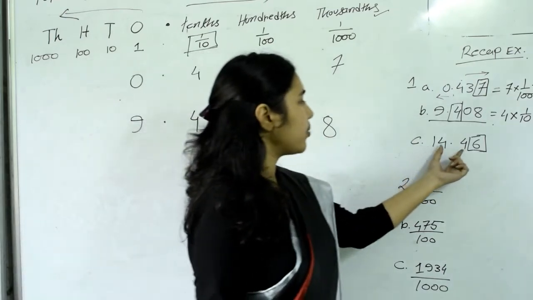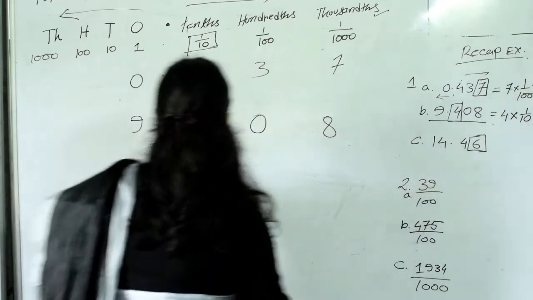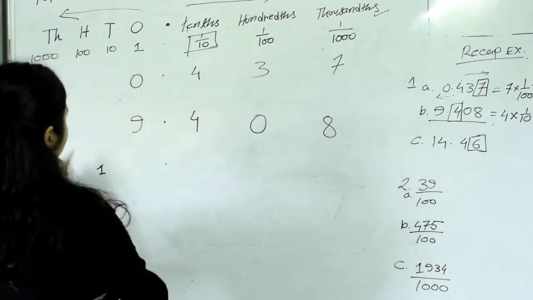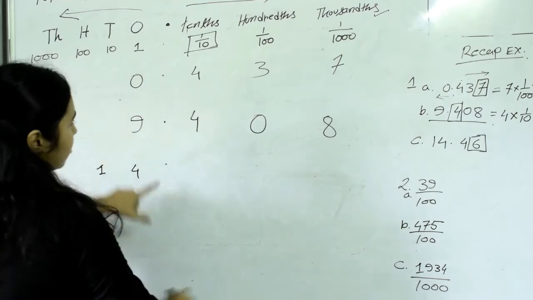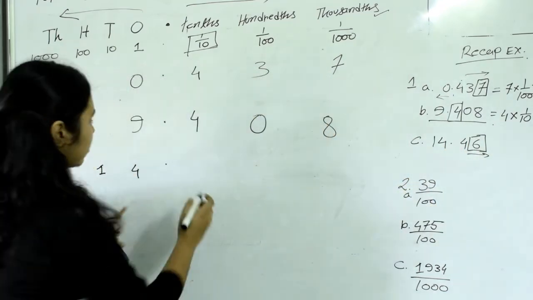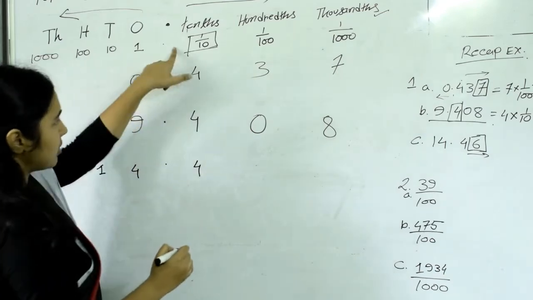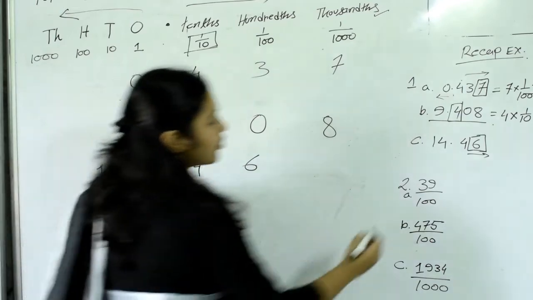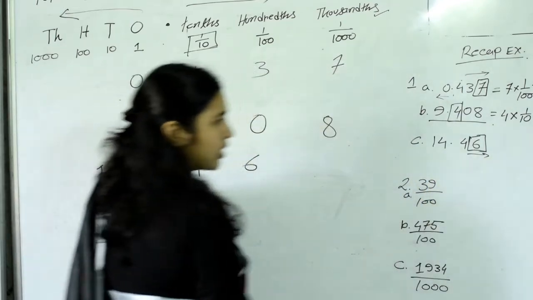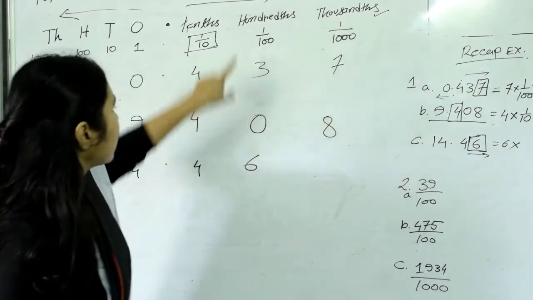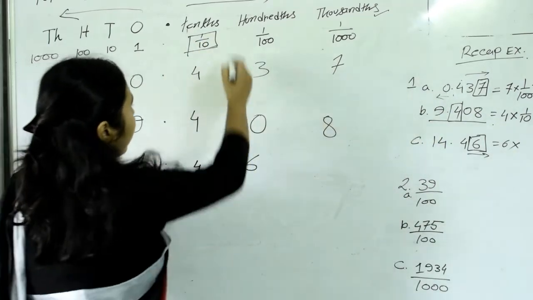Next, 14.46. Again place this number. 14 means 1 ten and 4 ones. After the decimal point, in the decimal part, 4 6, which means 4 tenths and 6 hundredths. Here we have to find the place value of 6. So the place value of 6 is in the hundredths place.